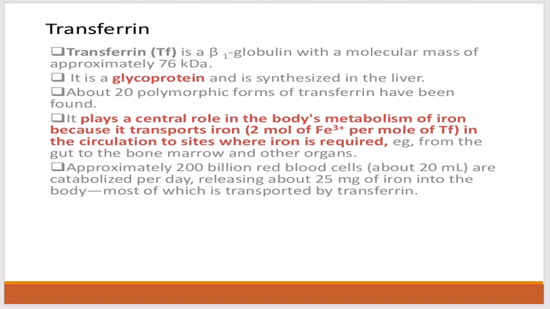It plays a central role in the body's metabolism of iron because it transports iron in the circulation to the site where iron is required or needed, for example, from the gut to the bone marrow and other organs. Approximately 200 billion red blood cells are catabolized per day, releasing about 25 milligrams of iron into the body, and most of which is transported by this plasma protein, that is transferrin.